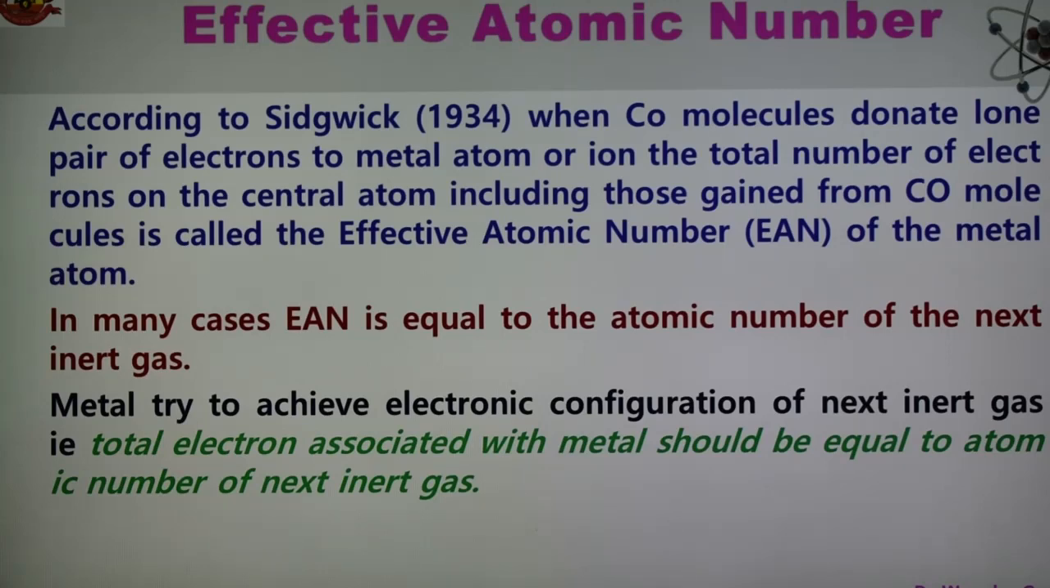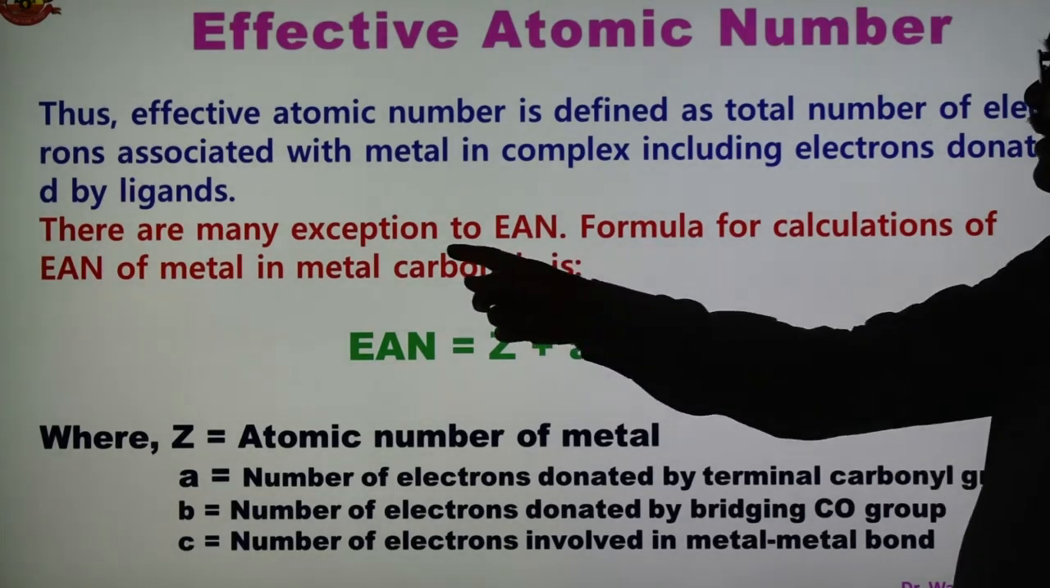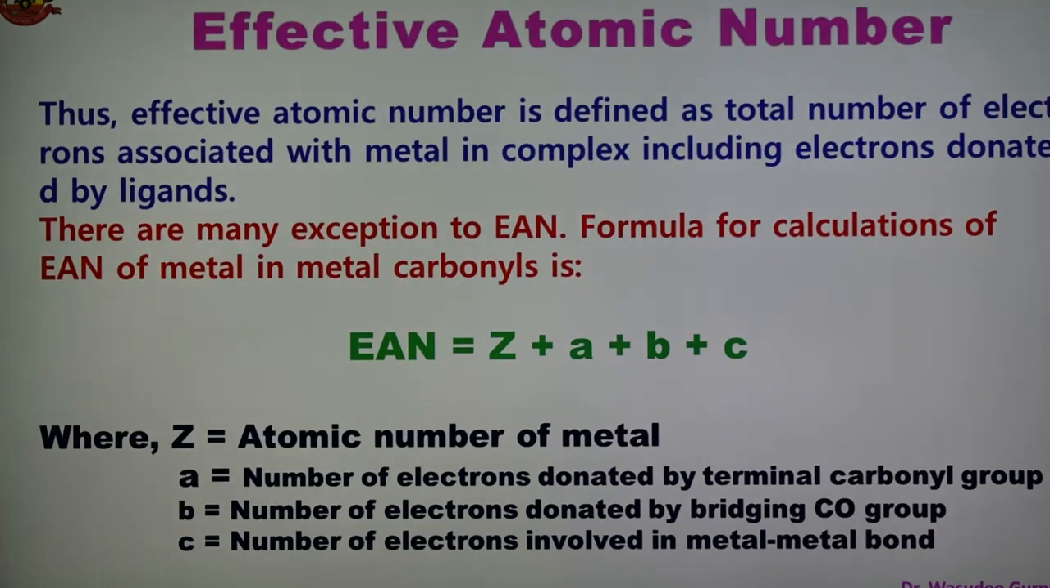This concept of EAN was given by Sidgwick, and he also gave one important equation to calculate the EAN value, the effective atomic number, in short known as EAN. Effective atomic number is defined as the total number of electrons associated with the metal in the complex, including electrons donated by the ligands. There are many exceptions to the EAN rule.